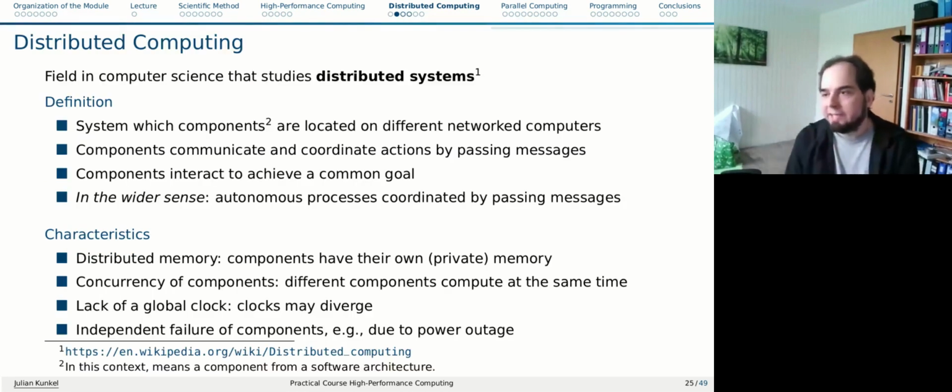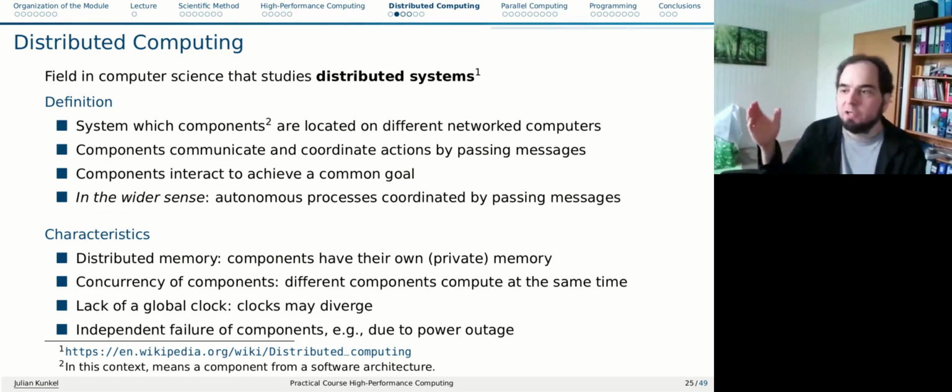So before we go and understand a little bit about parallel computing, we need to understand shortly what distributed computing is. Distributed computing is the field in computer science that studies distributed systems. Okay, that was simple, but what is a distributed system? It's a system in which you have different components and they are located on different networked computers.